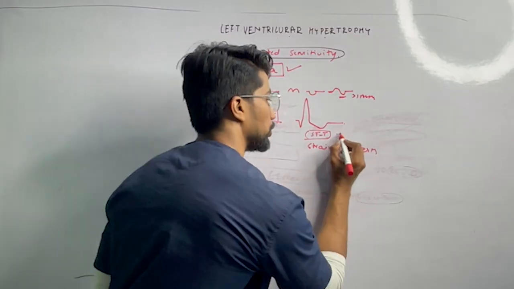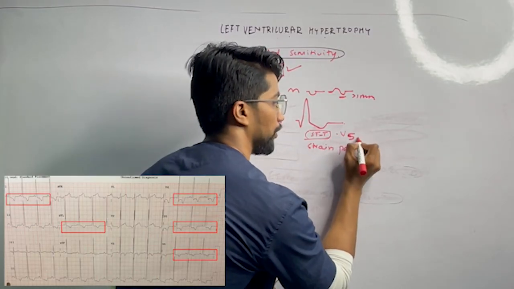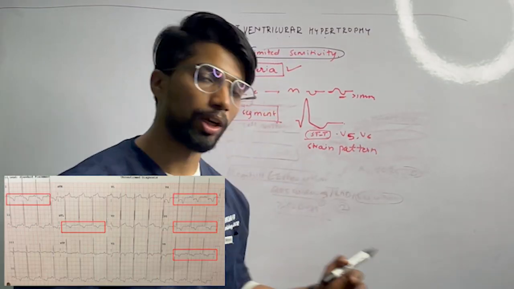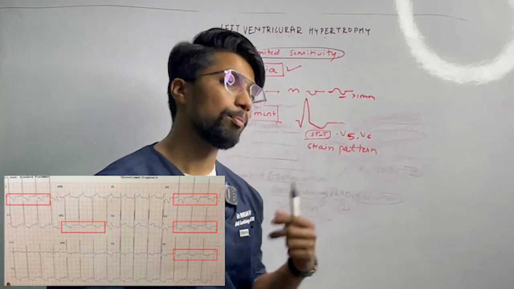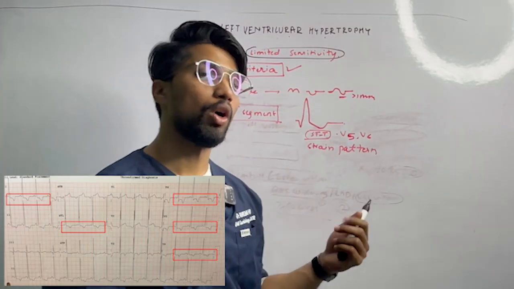And this you will see mostly in the lateral leads, which are V5 and V6, because they are going to have most of the R wave amplitude as compared to most of the other leads.